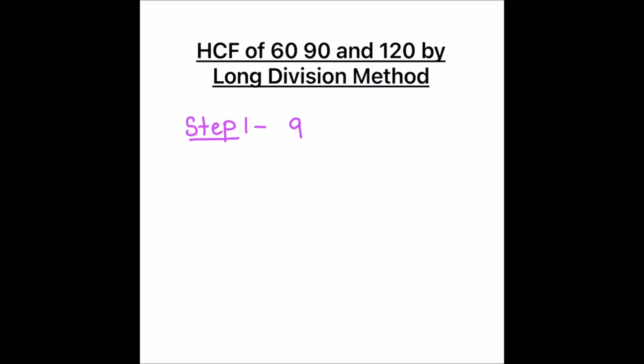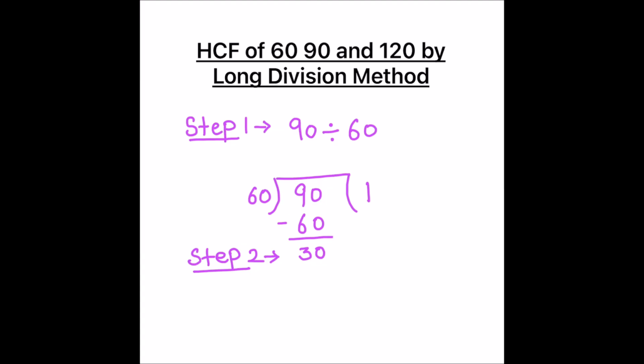So let's divide 90 by 60 and find the HCF. So 60 times 1 is 60. And we have 30 as remainder. So in the next step, this remainder, which is 30, will become the divisor and our dividend will be the previous divisor. Previously we were dividing by 60, so 60 was our previous divisor. So now 60 will become the dividend and the remainder will become the divisor.